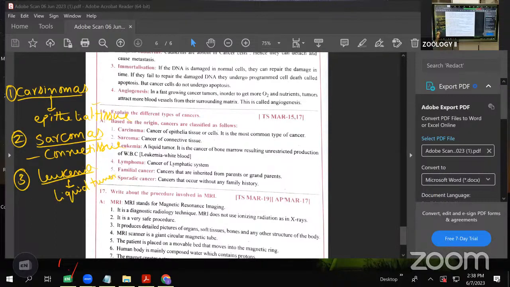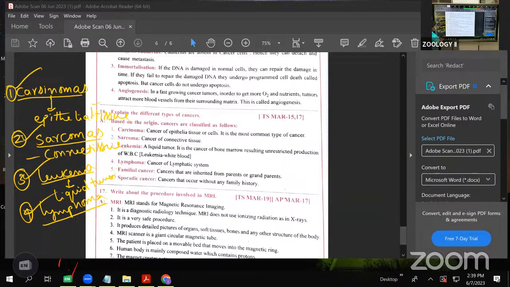Next, the fourth one is called lymphomas. It is in the name itself. Lymphomas mean cancers of the lymphatic system. This depends upon the region, upon the origin. These four types are there: carcinomas, sarcomas, leukemias, and lymphomas.